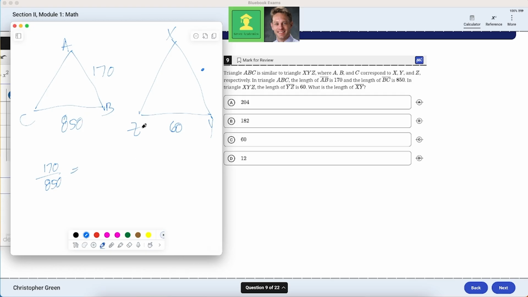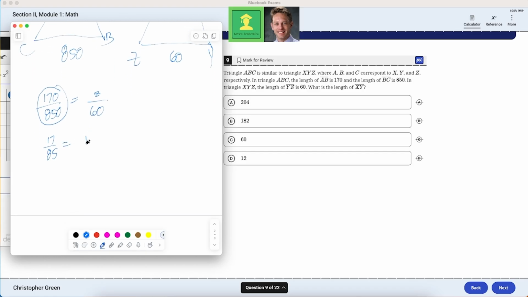Now, technically, I teach my students to call this lowercase z because lowercase z is across from capital Z by convention in the labeling of a triangle. You could cross multiply this or simply realize that this reduces to 17/85, which reduces to 1 part in 5 is z over 60. And then you could probably just see that in your mind, but the answer is 12.